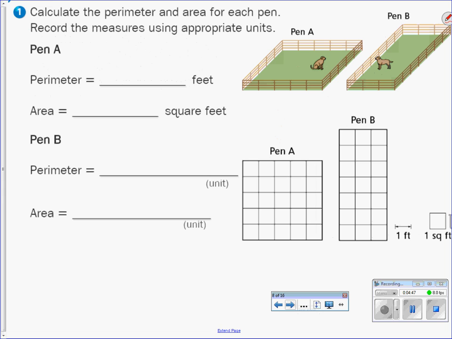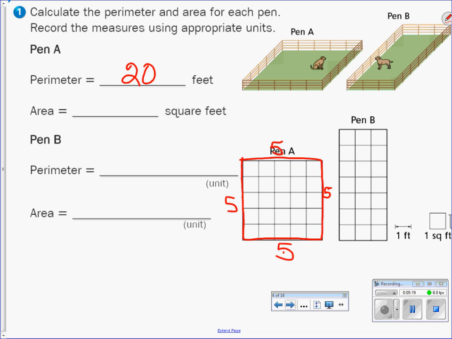And if you remember, perimeter goes around, all the way around. Okay, so I have 1, 2, 3, 4, 5 on this side, and 1, 2, 3, 4, 5 on this side. So that must mean I have 5 here and 5 here. So my perimeter, all I have to do is add these up. 5, 10, 15, 20. So my perimeter would be 20 feet on A.